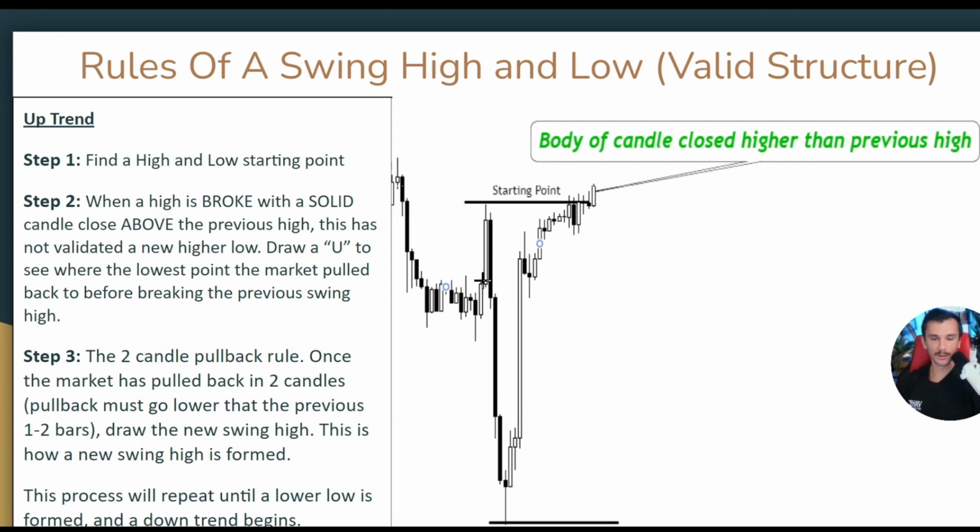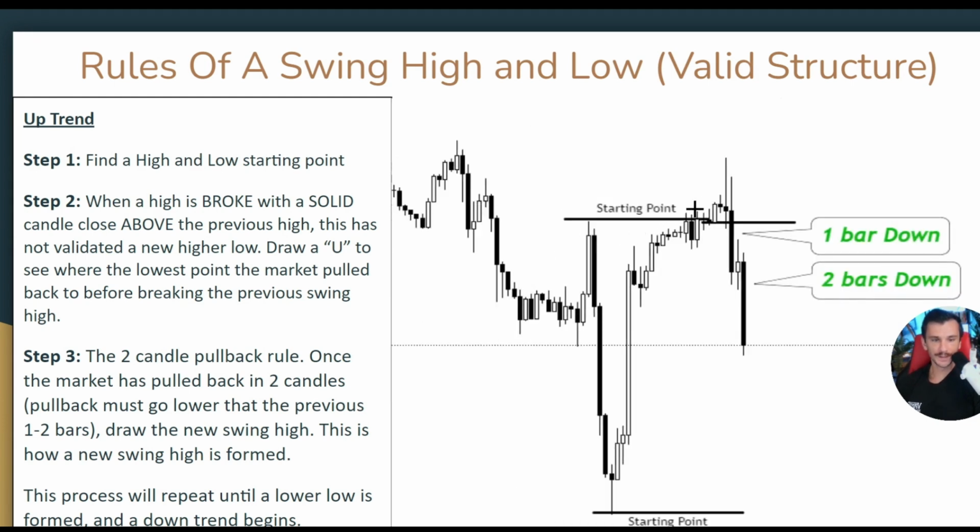So we're making lower lows and lower highs, and now we have a solid candle close. The body of this candle has closed above that previous swing high, signaling our break in structure, signaling that this trend to the downside may now be reversing. All right, now as this starts to pull back, this step is extremely important. So step one being this higher high being formed, that is our break in structure, signaling that the trend may be about to reverse. And now we have 1 bar back down, 2 bars back down.